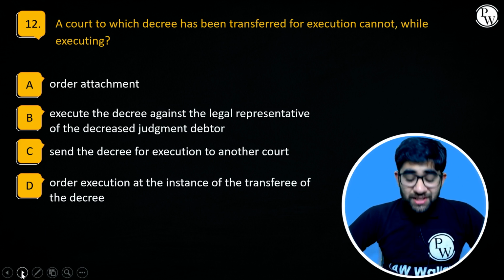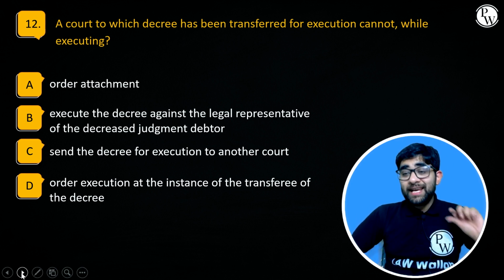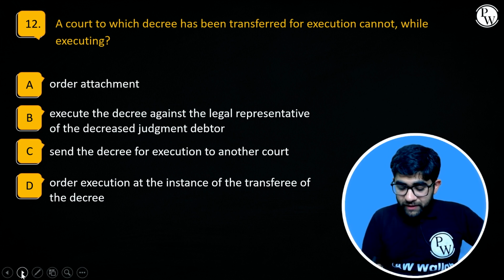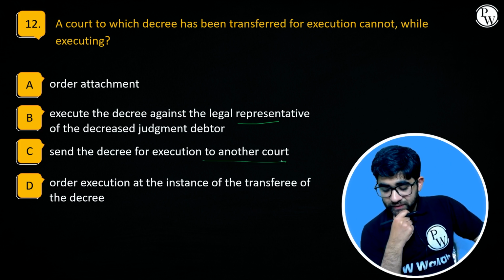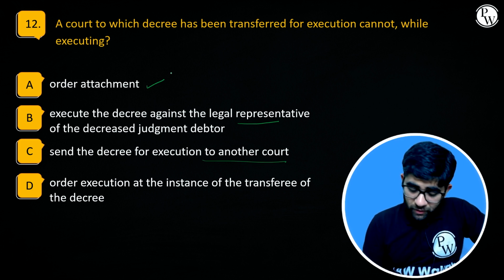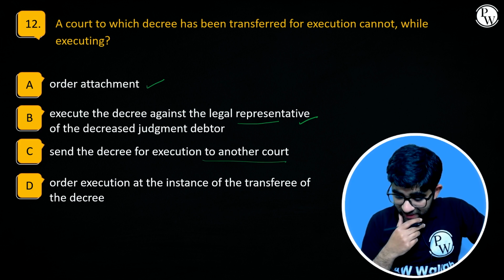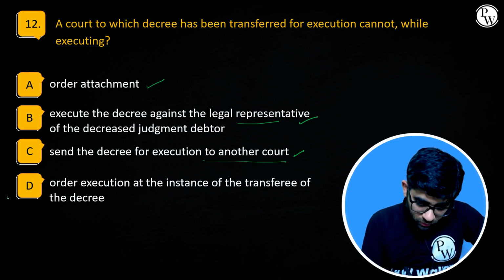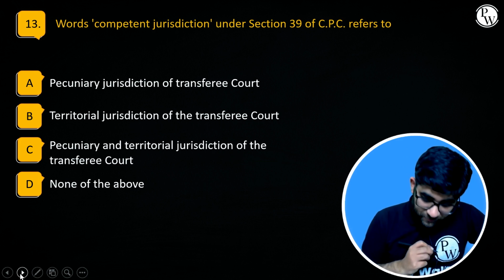Now, next, a court to which decree has been transferred for execution cannot, while executing, order attachment, execute the decree against the legal representative of the deceased judgment debtor, send the decree for execution to another court, order execution at the instance of the transferee of the decree. See, it can order attachment. Yes, it has the power. Second is legal representative against. Yes. Now C is send the decree for execution to another court. Yes. So with the elimination, I have reached to 12th. Option D.